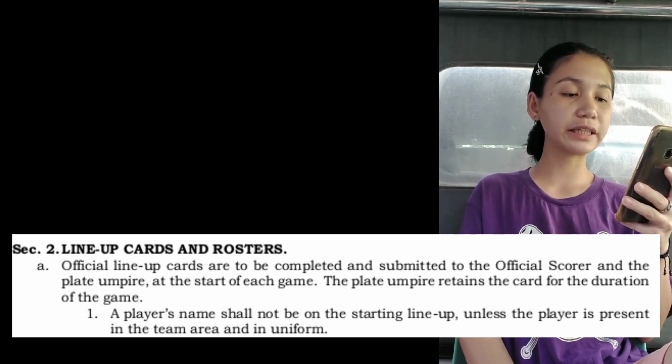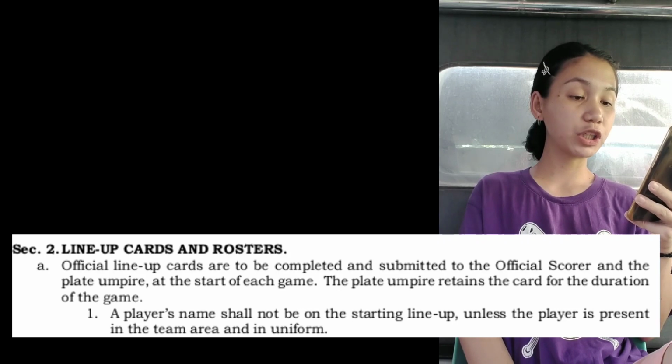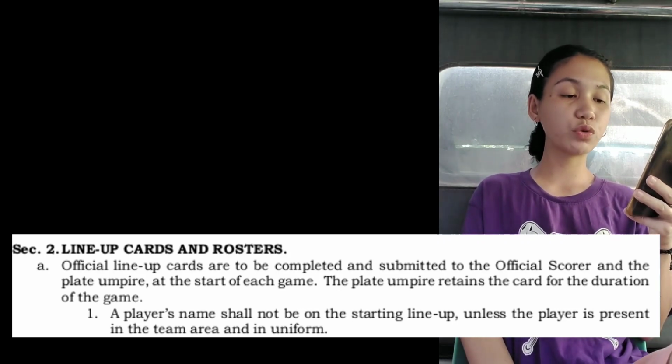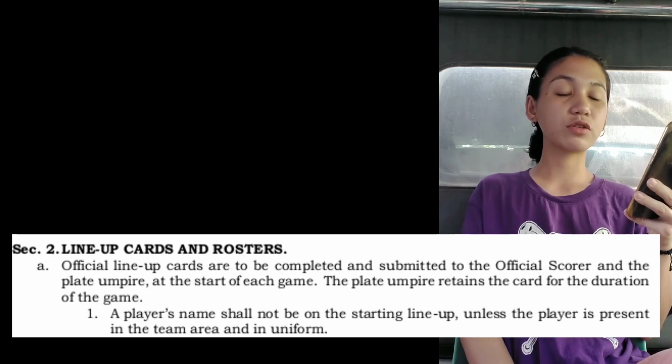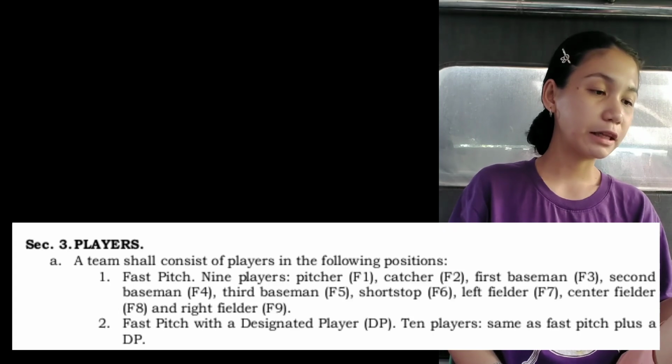A, official lineup cards are to be completed and submitted to the official scorer and the plate umpire at the start of each game. The plate umpire retains the card for the duration of the game. So that is section number 2, lineup cards and rosters. So let's move on to rule number 4, section 3, the players.